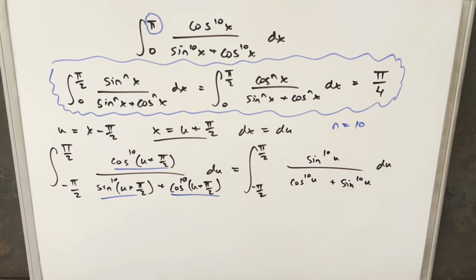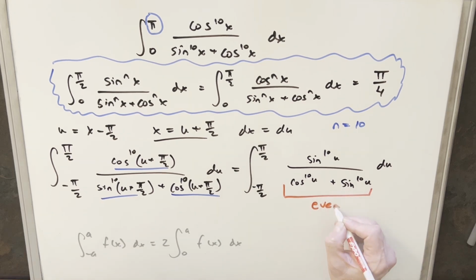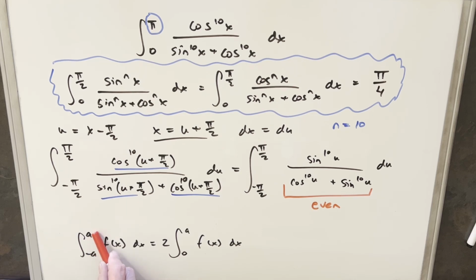But now at this point, what I want to notice is that what we have right here is actually an even function. So then I have this property over to the left for even functions. For our f of x, assuming f of x is even, and we have symmetric bounds around 0, then we can just bring a 2 out front and we can change the lower bound to 0.